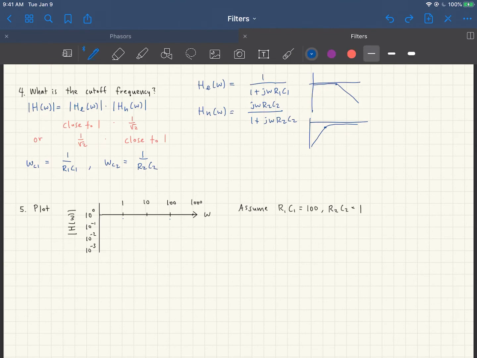r2c2. So now if we were to plot these cutoff frequencies, if we know that r1c1 is equal to 100, meaning it's going to be around 1 over square root of 2 at 100, and then r2c2 is equal to 1, we know it's 0 near 0 and 0 near infinity. So if we start sketching, it'll look something like this.